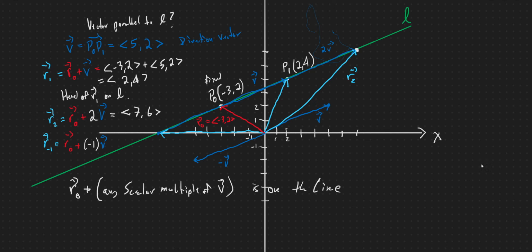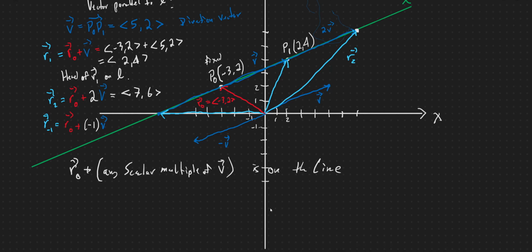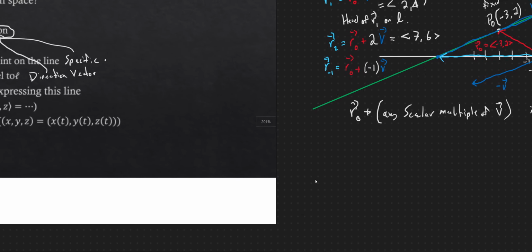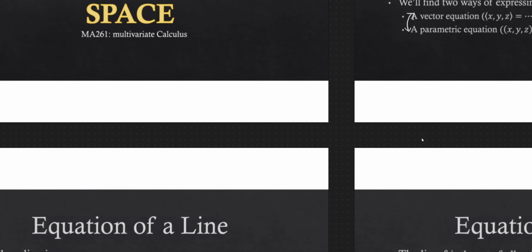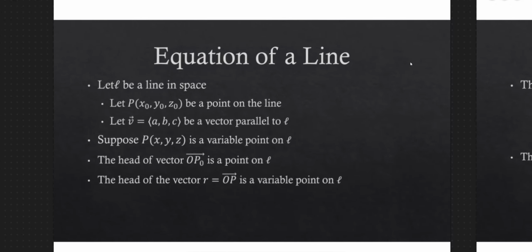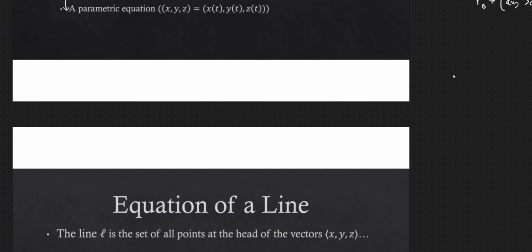And so we'll let p, so let me maybe jump over here again. We need a variable point on the line. So here's our line in space. Here's our fixed point. We have a direction vector, which we got over there by taking the direction between the 2 points. And then we'll let p, x, y, z be a variable point on the line. And we want our vector r to give us any point on the line. OP will be any variable point on the line.